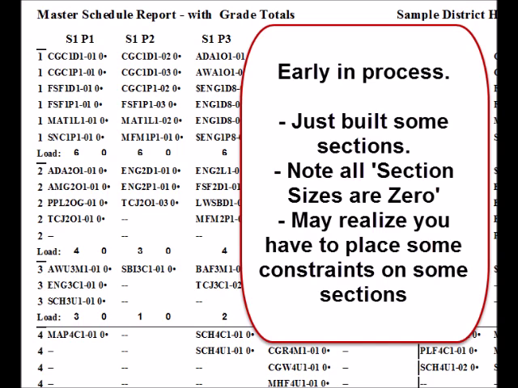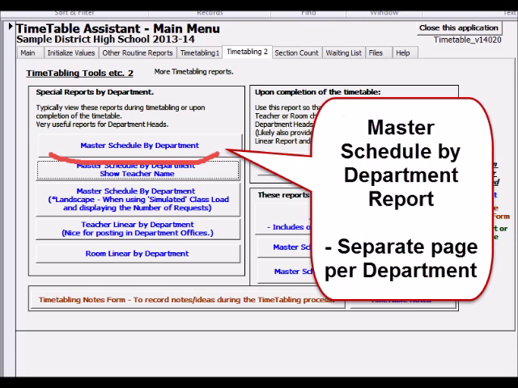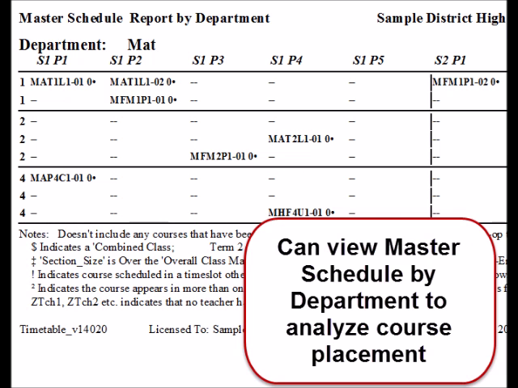As you progress, you will likely have to add or remove constraints on some sections. At any point, you can also use the Master Schedule by Department report on the Timetabling 2 tab to analyze course placement. Here is the Math department at this early stage.